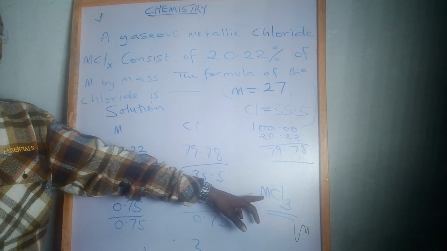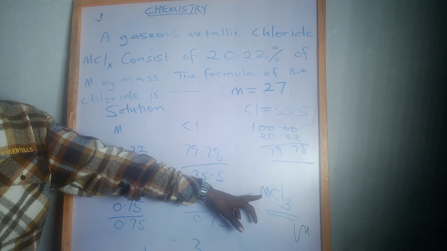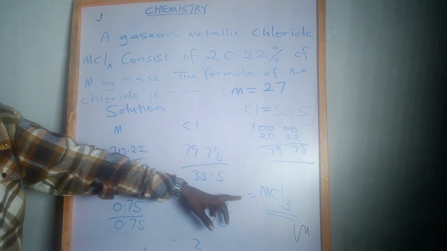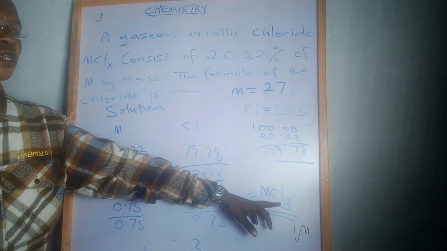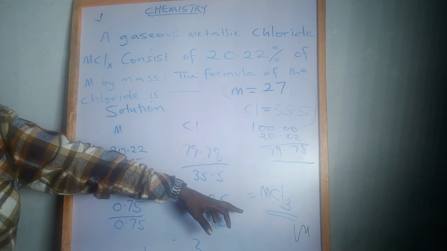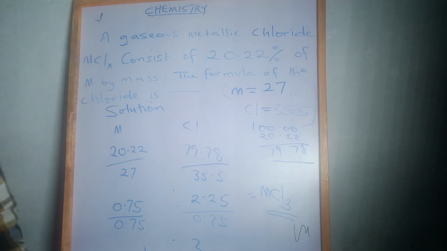This means that in forming that compound, as we are picking 1 mole of the metallic element, we'll be picking 3 moles of the chloride ion.